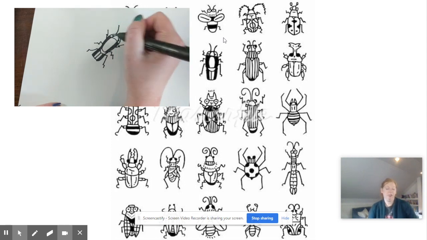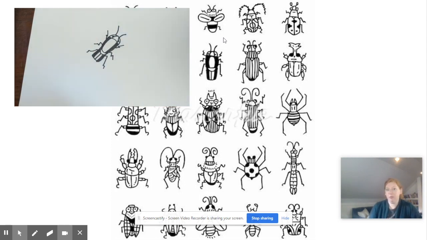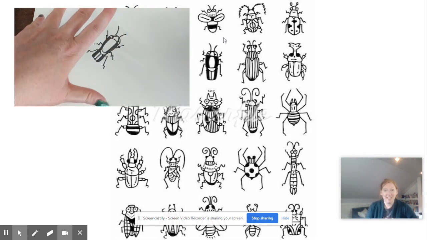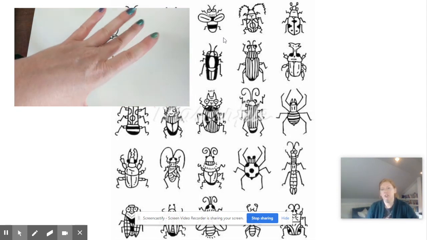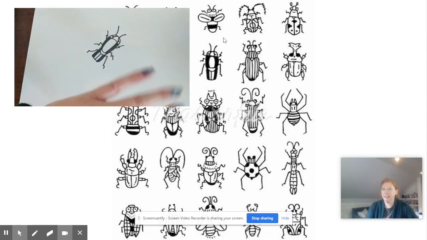After you get your bug drawn, you're welcome to add some more and then think of what kind of background you want to add. You could have your bug flying in the sky. You could have it on a leaf. You could draw a jar and have a whole bunch of bugs in there. You could do a magnifying glass that you're looking at your bugs through.